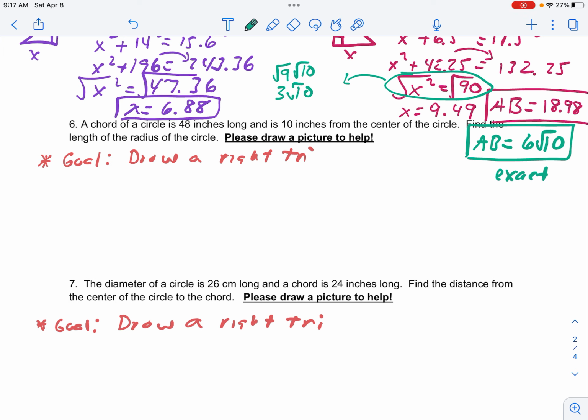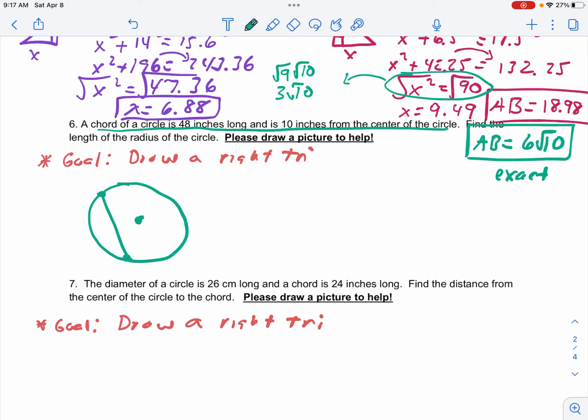Number 6, a chord of a circle is 48 inches long. Okay, so I'm going to draw a circle, and I'm going to draw a chord, so a segment from one side to the other, and it does not necessarily go through the center, so I want to make sure to draw it so it looks like it does not. A chord of a circle is 48 inches long, and it's 10 inches from the center of the circle.